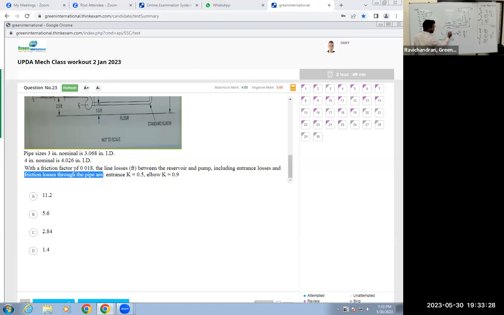So LE we found. V is Q by A. But all these parameters are in feet. We have to convert GPM to cubic feet per second. There you can use the conversion table. 0.668 cubic feet per second.